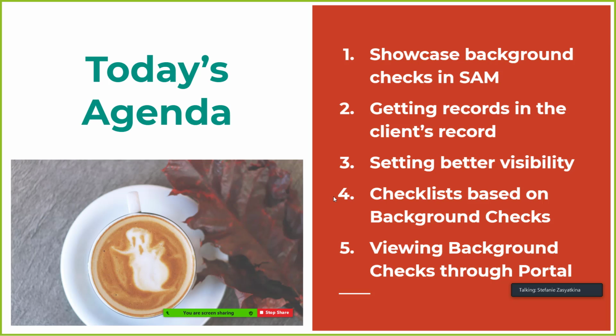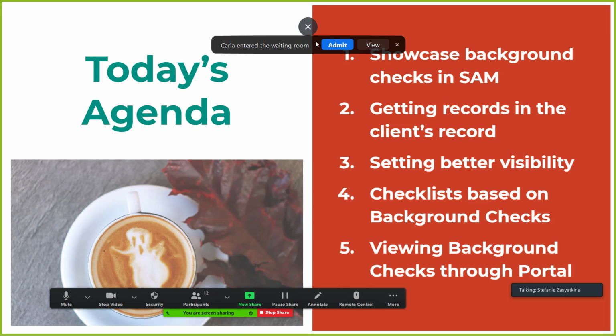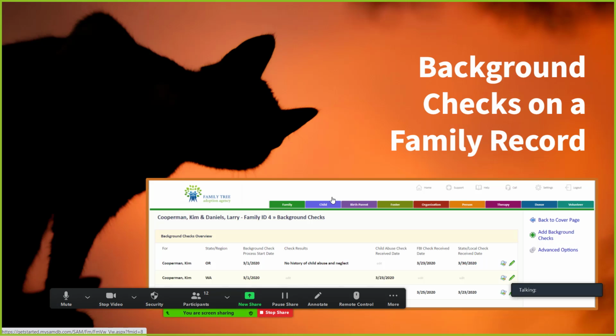I want to talk about setting better visibility to it, because the way that I'm going to suggest that you use background checks, it can get really clustered if there's a lot of people in the home or there's a lot of out of state background checks. So I want to show you how we can get better visibility. And then I'll show background checks, how they can be utilized on the checklist so that you can interact with your families for that.